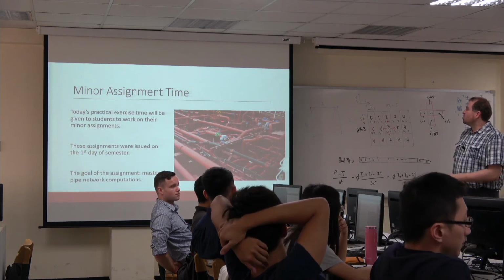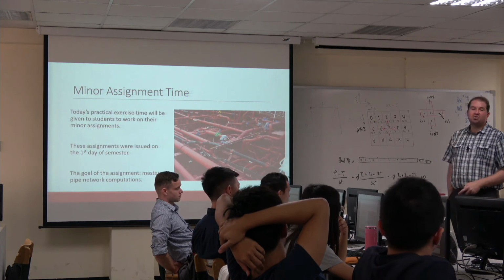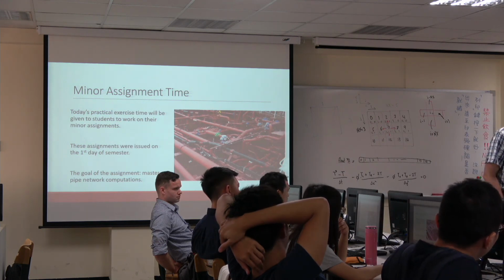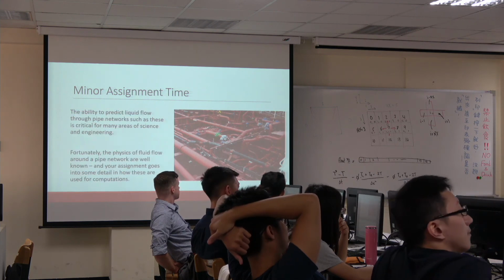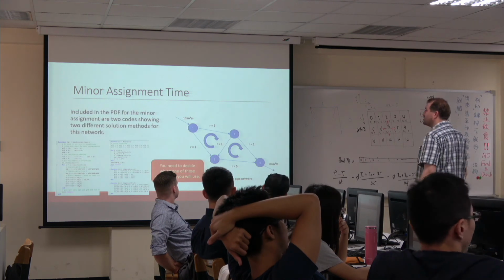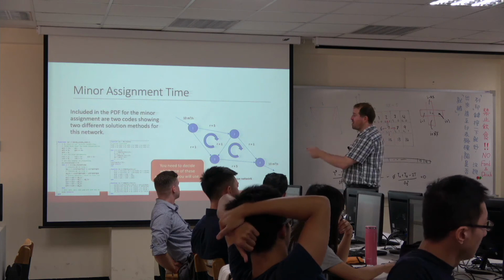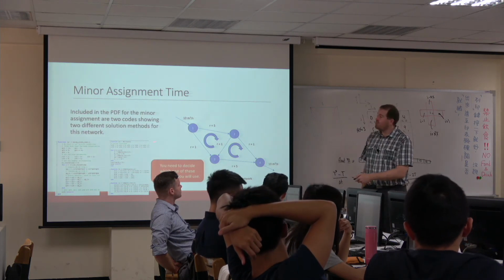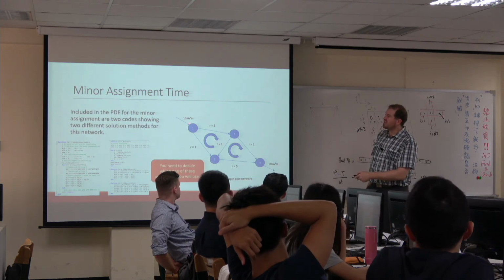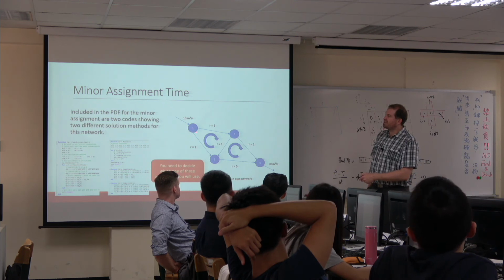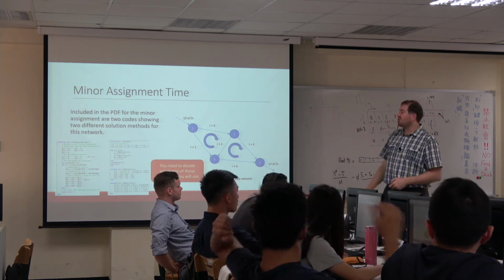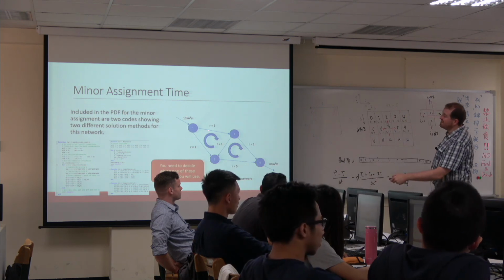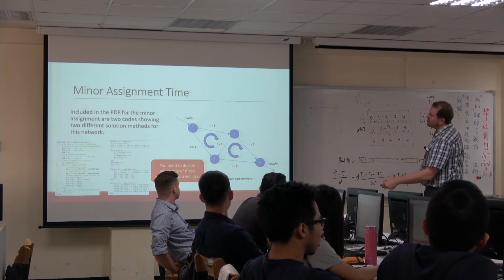I want you to write a parallel program which allows you to compute the flow of water through a pipe network. I've been really nice. In the PDF, I've actually given you 2 codes for this pipe network. We have a volumetric flow rate of 10 cubic meters per second coming into node 1. This node here is just a junction where pipes join together. So we have a T-junction here. Water is flowing in here. Some water will go down here, some water will go down here.